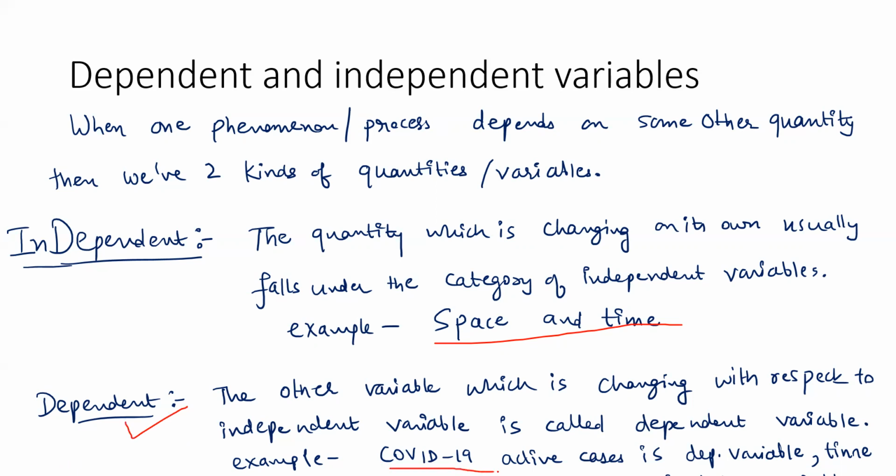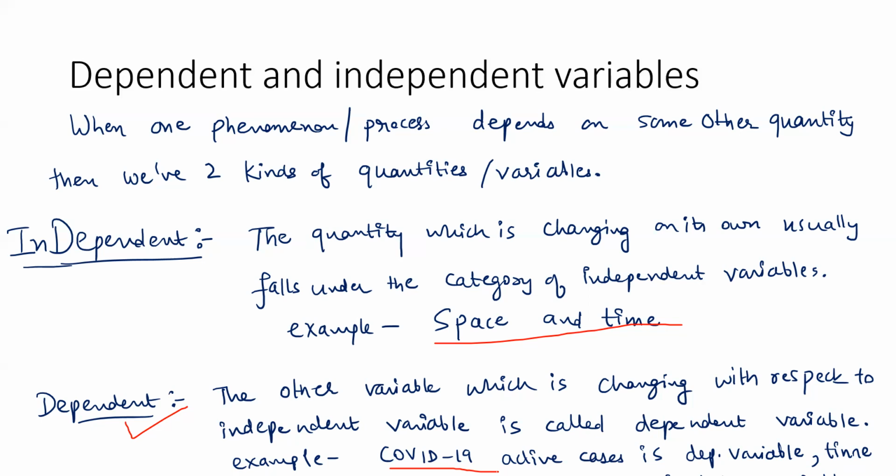So in this example, if I talk about the number of COVID-19 active cases, it is changing with respect to time because every day there is a different number. So it's changing with respect to time. So time is the independent quantity there, and the COVID-19 cases is the dependent quantity there.